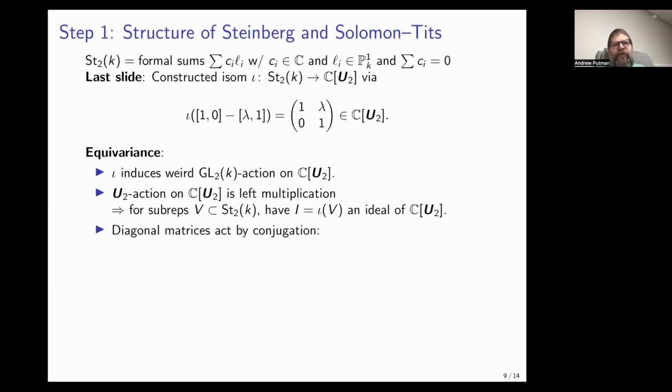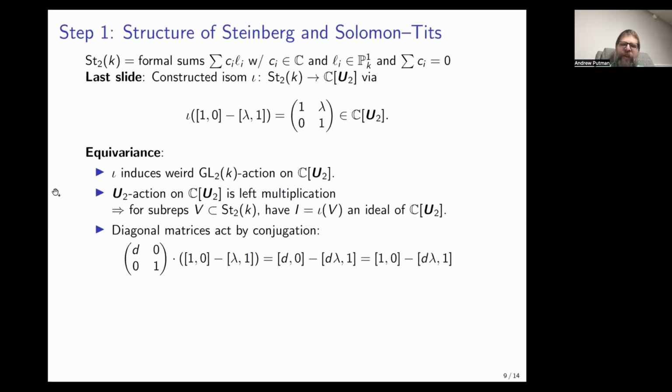Now, the other part of GL2K that we can understand are the diagonal matrices. So diagonal matrices act by conjugation. Let's do a little exercise to see how that works. How does the diagonal matrix D1 act on this basis element 1, 0 minus lambda 1? Well, of course, it just scales this, so it takes 1, 0 to D, 0 and lambda 1 to D lambda, 1. But we're working in homogeneous coordinates, so that's just 1, 0 minus D lambda, 1. So diagonal matrices permute these basis elements right there.